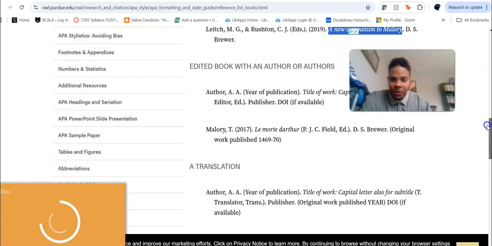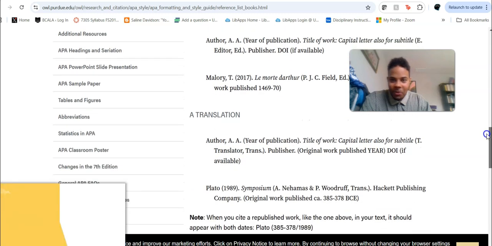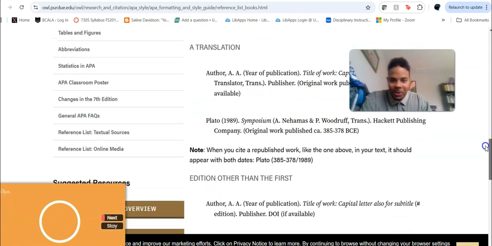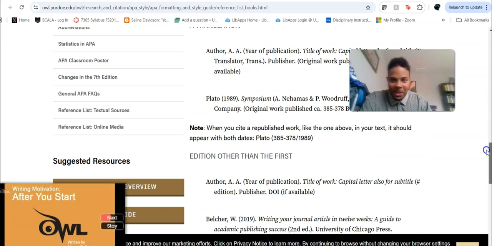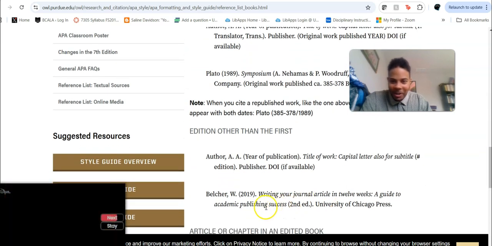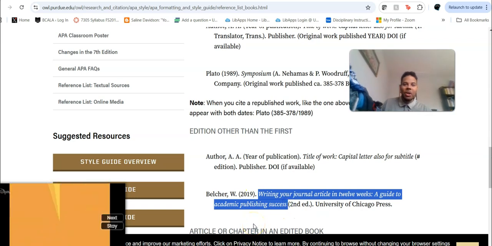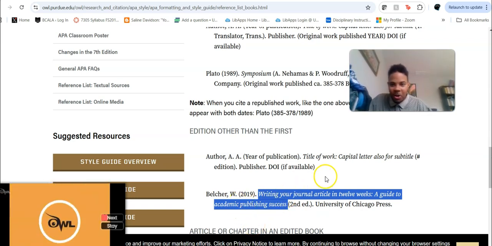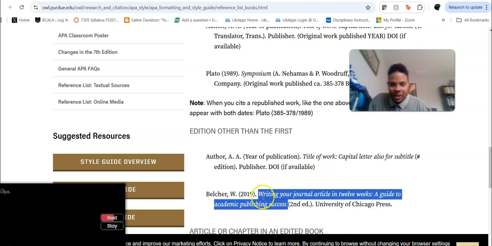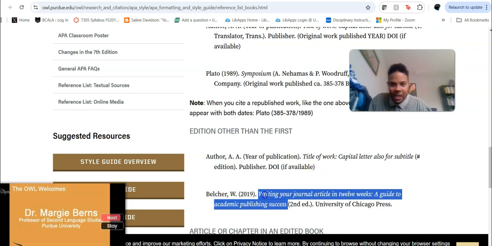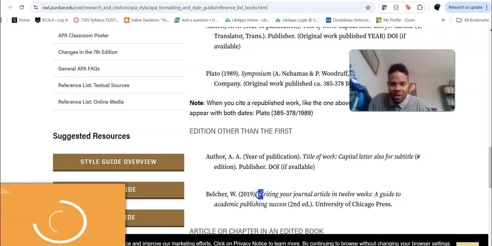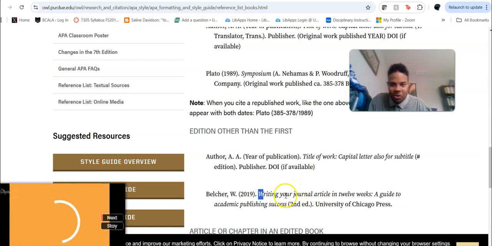Scrolling down even further, I'm going to skip that one because I don't know what's going on there. But, well, symposium is only one word, so I'm skipping that too. Here we go. Okay, again. So this is the title of your book, Writing Your Journal Article in 12 Weeks, A Guide to Academic Publishing. As you can see, writing is the only word that is capitalized here.